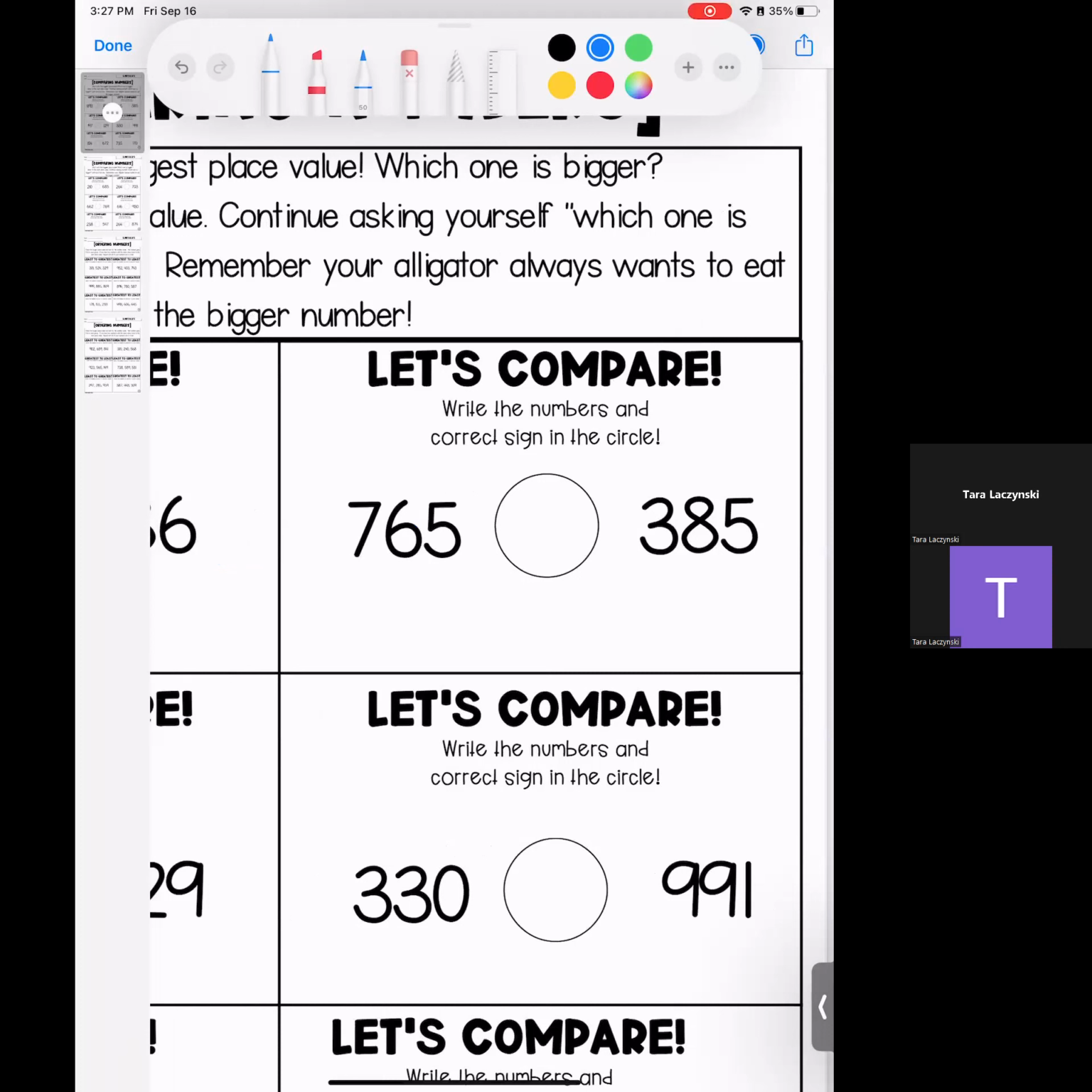Moving over, we are comparing 765 and 385. 700 is greater than 300. So we're going to draw our greater than sign. 765 is greater than 385.